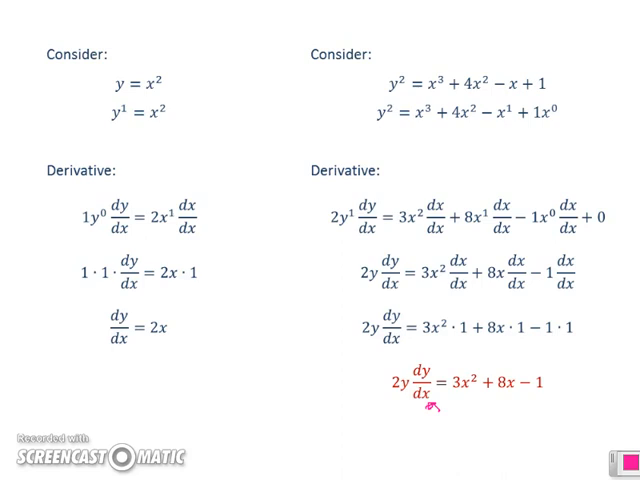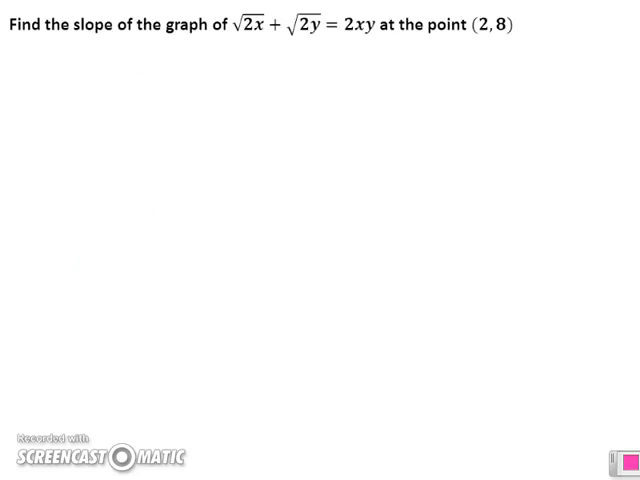Okay, hopefully that wasn't horribly confusing. Let's do an example. That's a really nasty one too. Gotta love it. Find the slope of the graph of the square root of 2x plus the square root of 2y plus 2xy at the point (2, 8). Awesome, because we're going to take derivatives of all this stuff, and there's layers. Chain rule still applies. All right, so let's go.